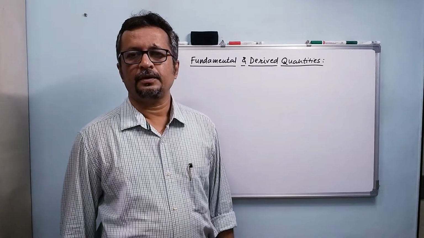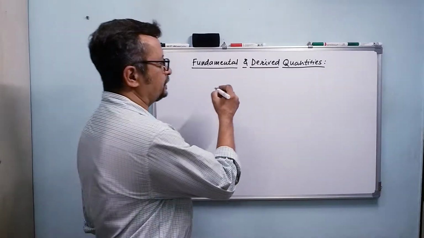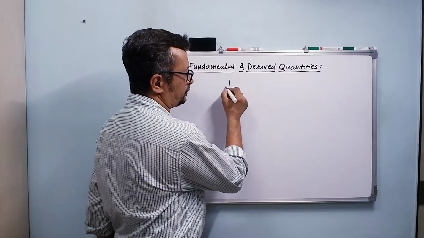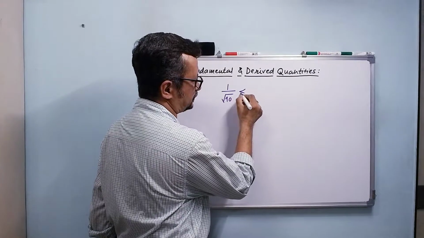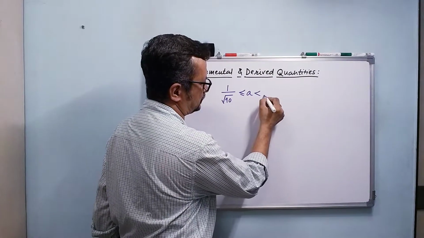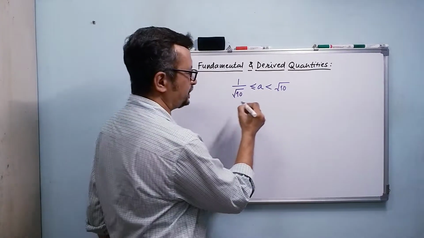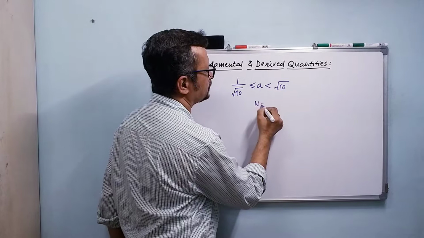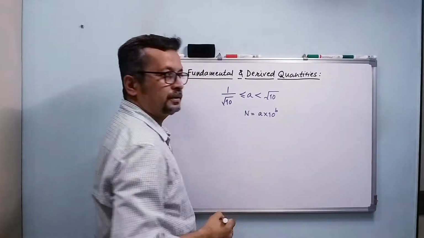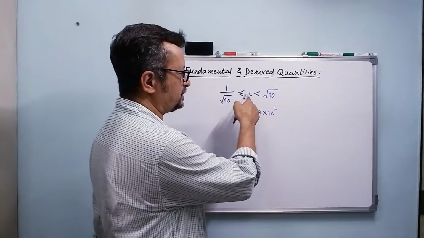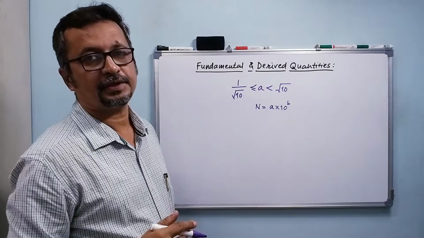Hello friends, we have been discussing order of magnitude, and we stated that order of magnitude should be something like this. Now what is this A? This A was... so if A satisfies this condition, then B is the order of magnitude of this quantity N.